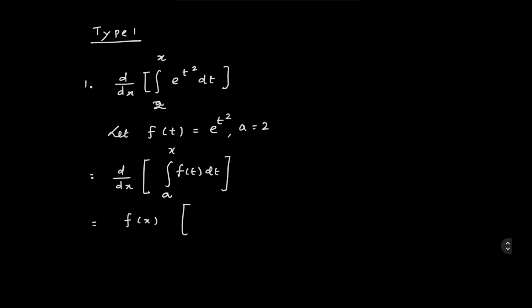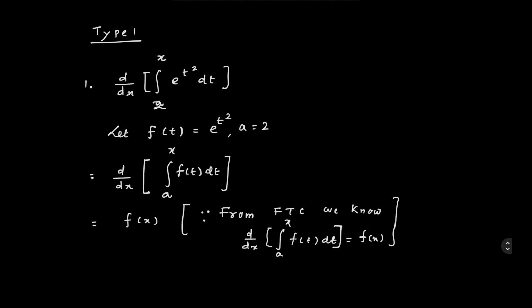Because from FTC we know d by dx of the integral from a to x of f(t) dt is equal to f(x). Now this answer is equal to, since f(t) is e raised to t square, f(x) will be e raised to x square. So f(t) equal to e raised to t square, therefore f(x) is equal to e raised to x square.